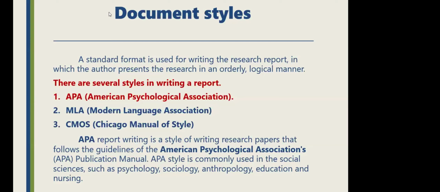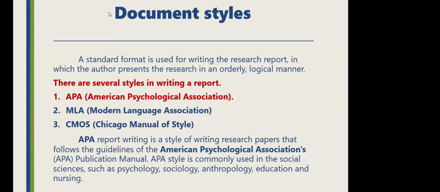Most of the universities are following a particular model. So when a researcher is asked to follow a certain model, he has to follow that model only. So a standard format is used for writing the research report, in which the author presents the research in an orderly and logical manner. There are several styles in writing a report. One is APA style, MLA style, then CMOS style.